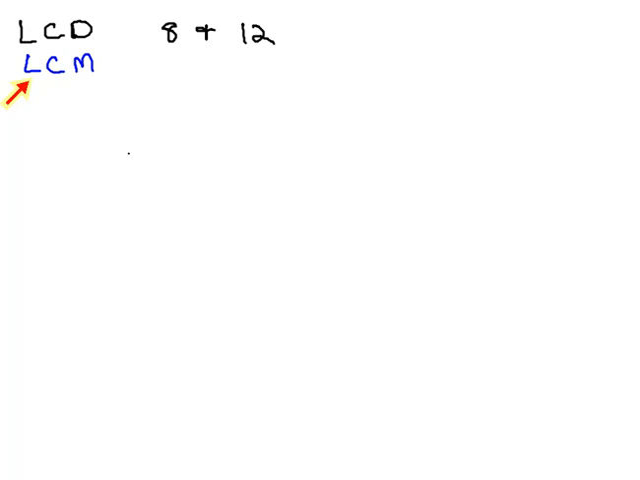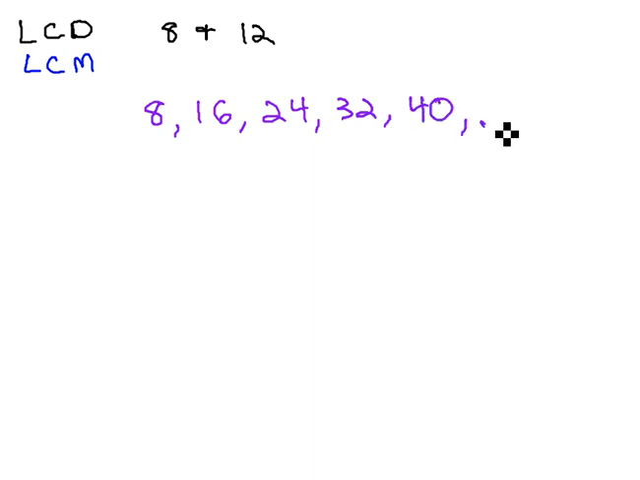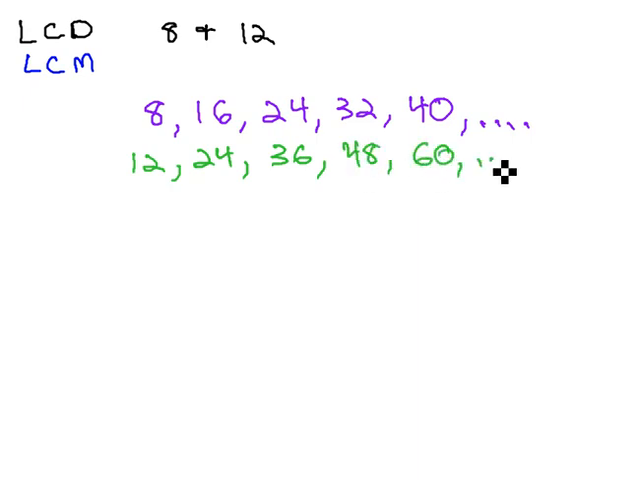In this problem with 8 and 12, we're looking for the smallest thing that is a multiple of both 8 and 12. One really inefficient way of finding this is to list out a couple multiples of 8. 8 times 1 is 8, 8 times 2 is 16, 8 times 3 is 24, 8 times 4 is 32, 8 times 5 is 40, and so on. And then we might also list out several multiples of 12. 12 times 1 is 12, 12 times 2 is 24, 12 times 3 is 36, 12 times 4 is 48, 12 times 5 is 60, and we could keep going on making multiples of 12.